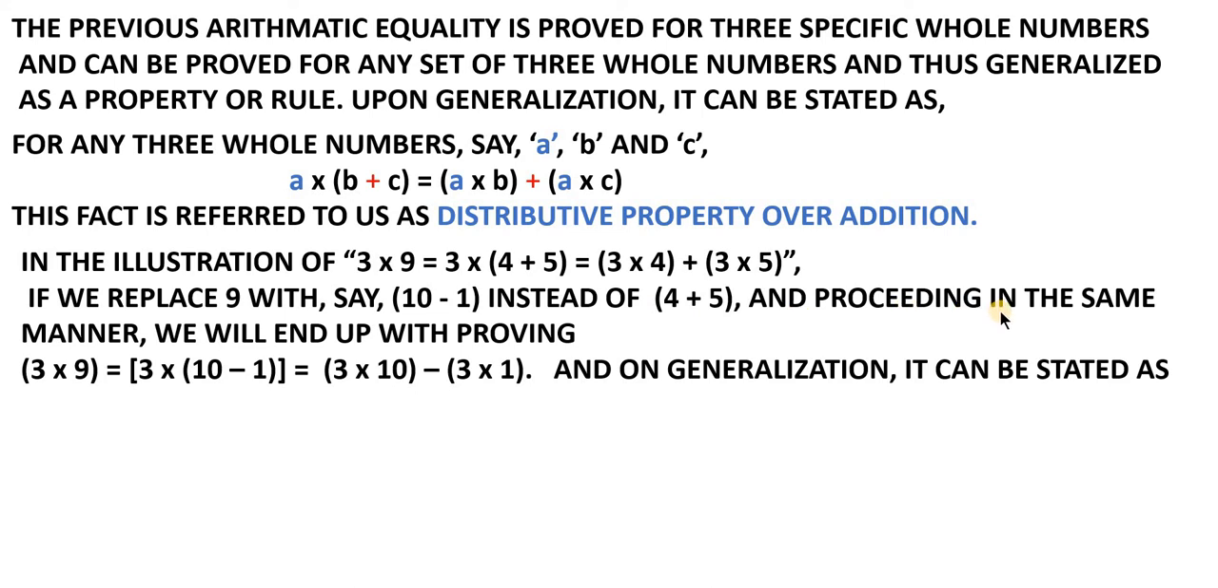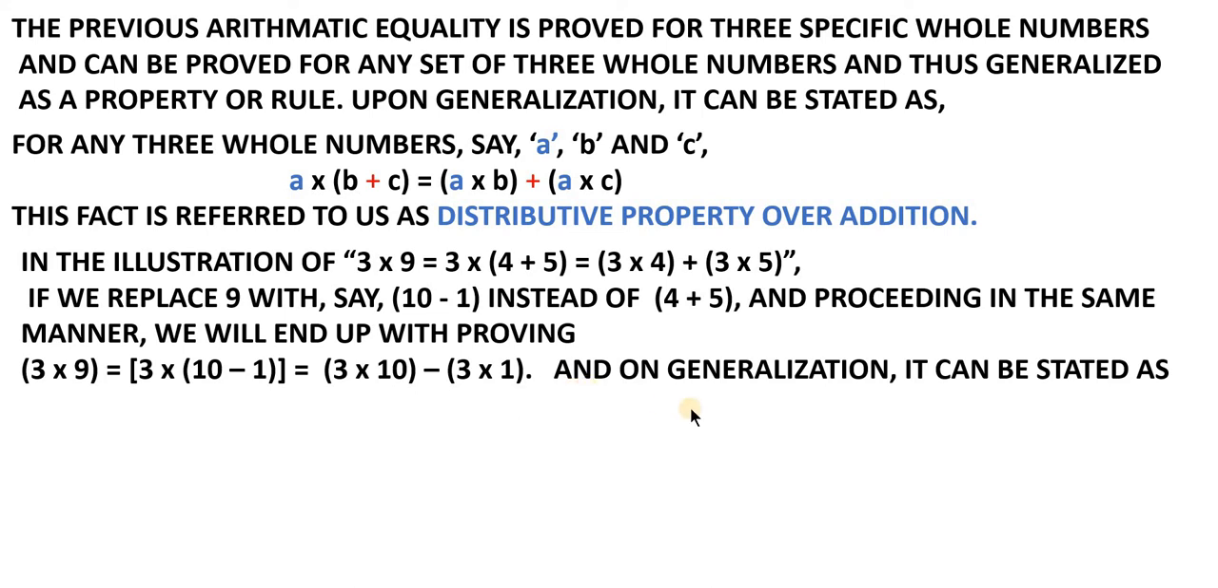And proceeding in the same manner, we will end up proving 3 into 9 equal to 3 into 10 minus 1. I have just replaced the 9 with 10 minus 1. 10 minus 1 is 9. So can we still write it as equal to 3 into 10 minus 3 into 1? Yes, of course you can.